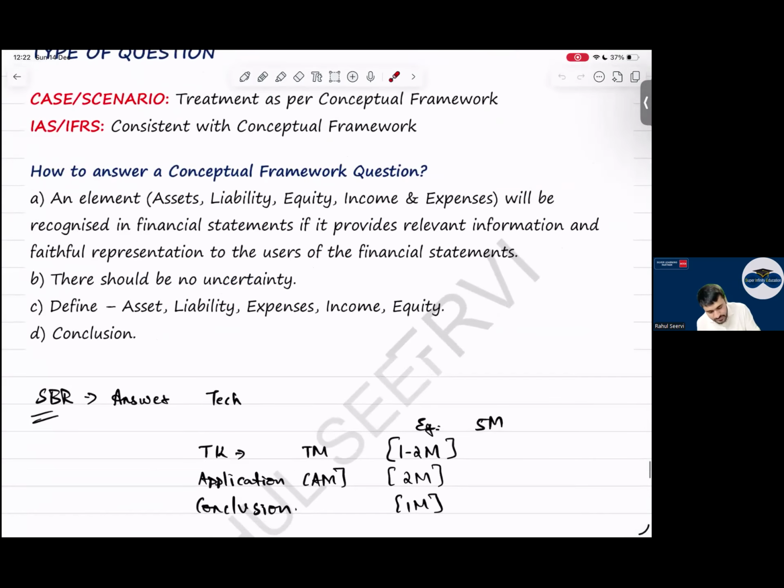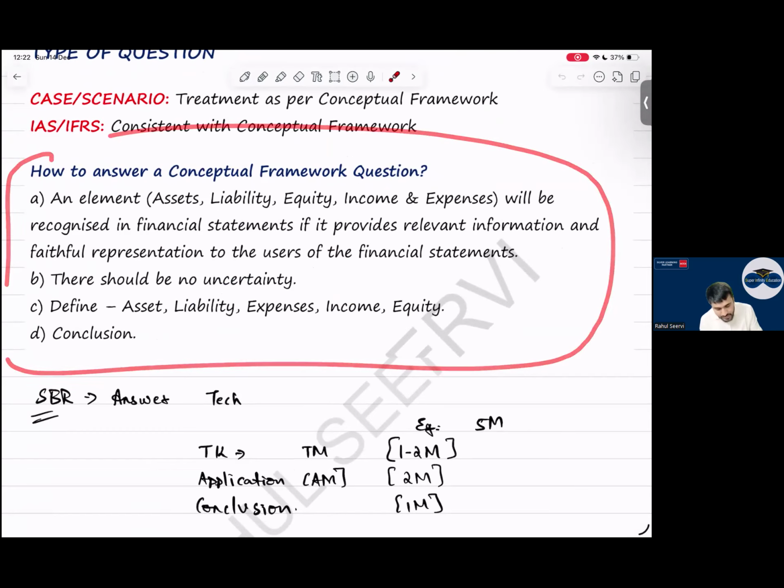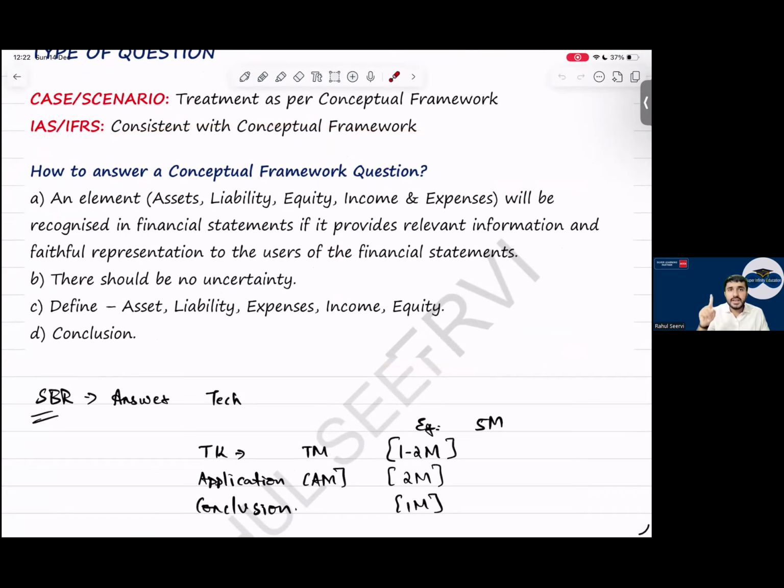Same way in the conceptual framework, I have given 2 questions. So how to answer? See here now. First, write down an element, like let's take the example of cryptocurrency. Cryptocurrency is an asset. An asset will be recognized because crypto is an asset. So I mention that an asset will be recognized in the financial statements if it provides relevant information and faithful representation to the users. 1 mark.